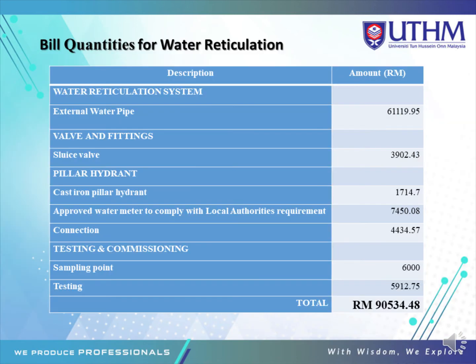And finally, this is the bill of quantity for the water reticulation system. The total amount needed is 90,534 ringgit, 0.48 ringgit Malaysia. That's all from me, thank you.